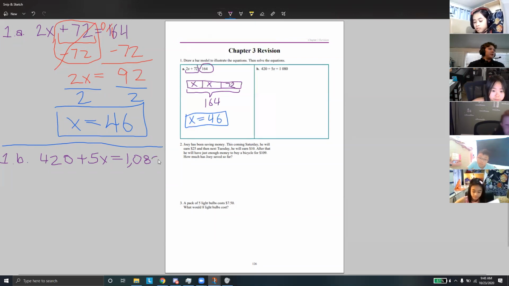So first thing we're going to do is get rid of this 420 because it's the easiest thing for us to do. It's not attached to the variable. So the opposite, and you guys might be confused like, oh, is this a plus or minus? Well, if there's no sign there, then it's a plus. So the opposite of plus 420 is minus 420. And so we're going to do that to both sides.